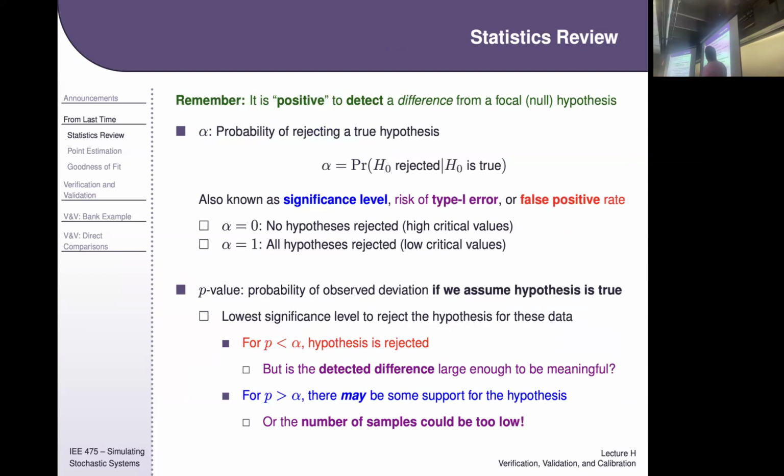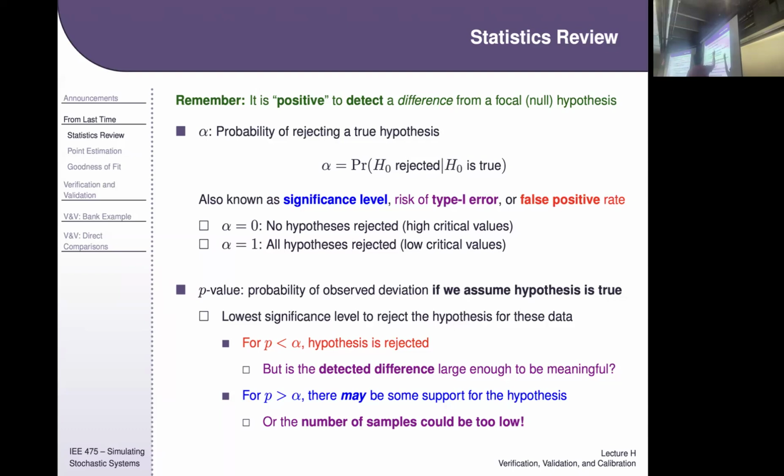Just some other terminology here. We're going to be using the terminology that a positive effect, or a positive outcome, is when we detect a difference from null. It can sound a little weird. We have a null hypothesis, and so when we detect a difference, we say that's positive.